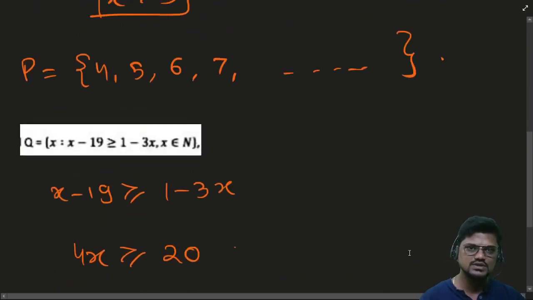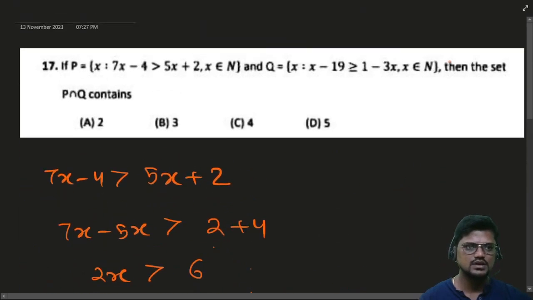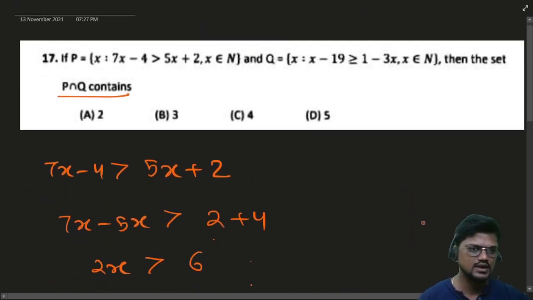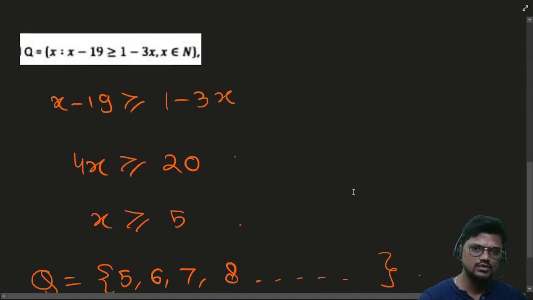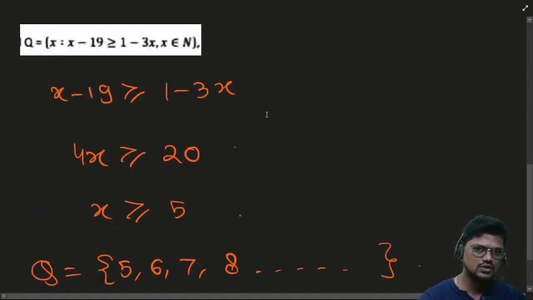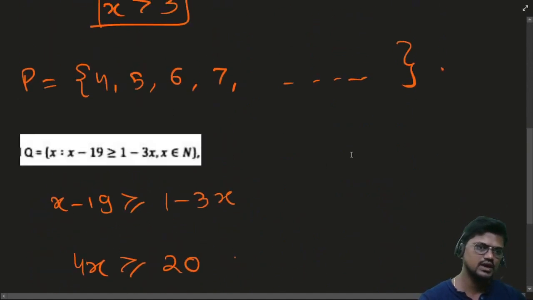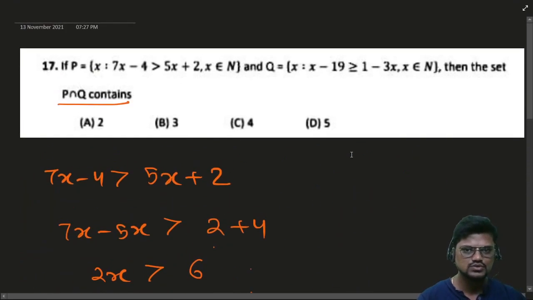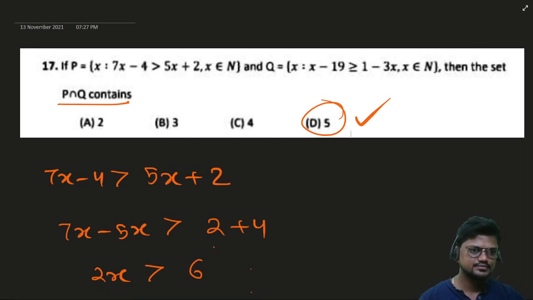Yeah. So which is the common element? The set P intersection Q contains what is common between both of them. That is, 4 is not common, but 5 is common between both of them. 5, 6, 7, all of them are common. So you have over here only 5. So this will be your answer. Clear? Yeah. The next question.